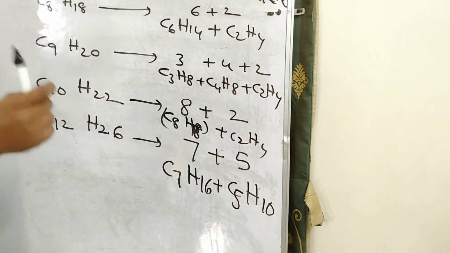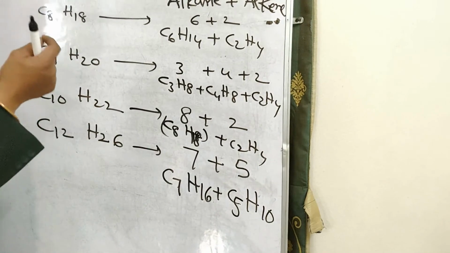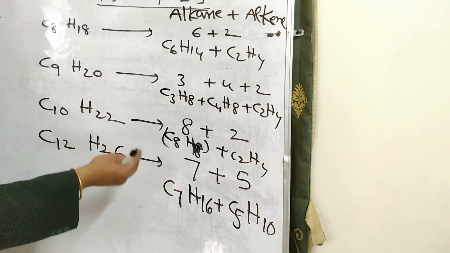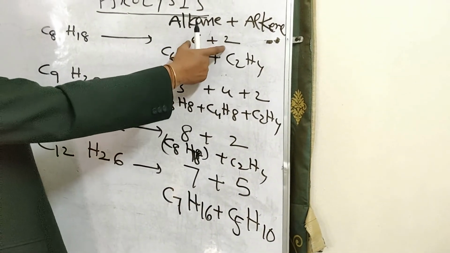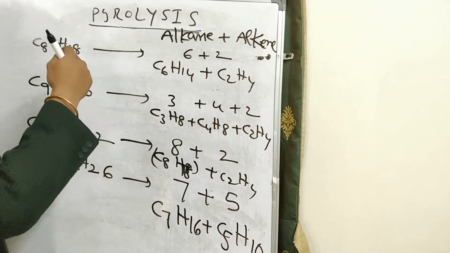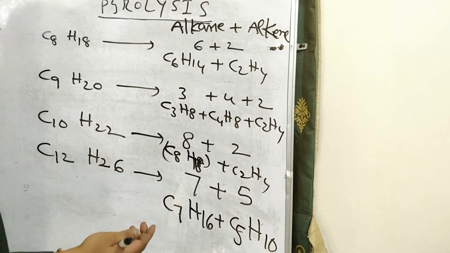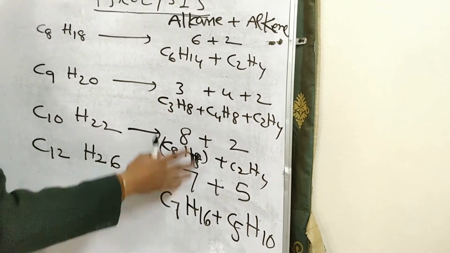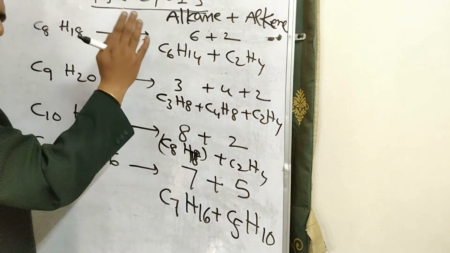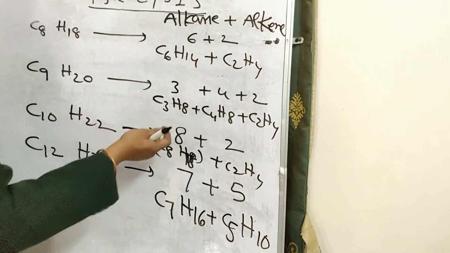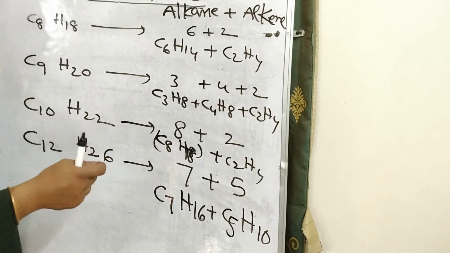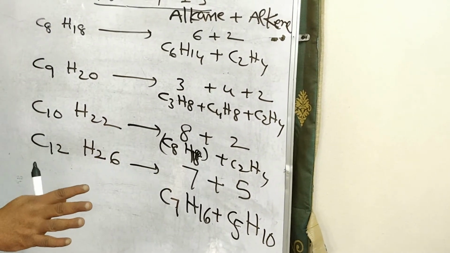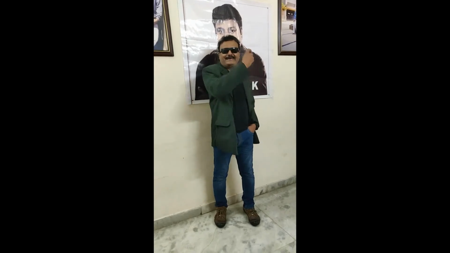This is my secret of pyrolysis: the code numbers. If you know the code numbers and revise them one or two times, you can easily write the smaller alkanes without by-hearting. Without by-hearting, you can remember very easily. This is the trick for you.